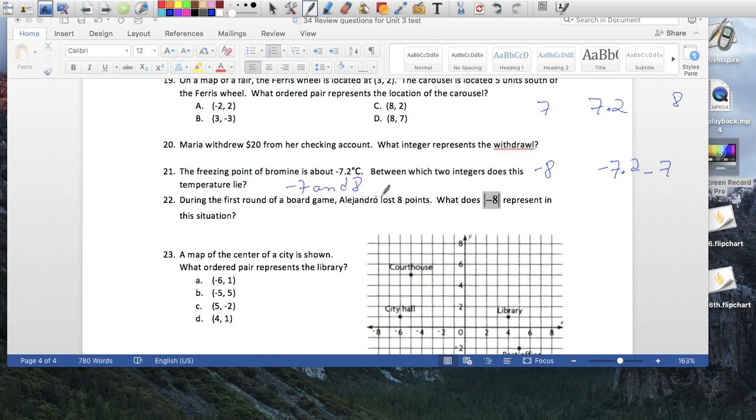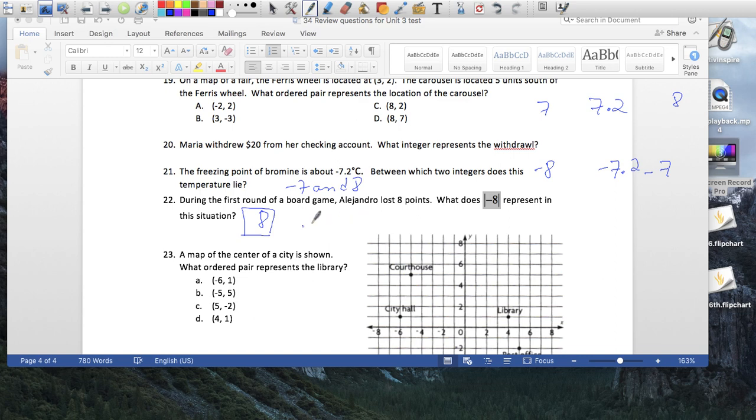During the first round of a board game, Alejandro lost 8 points. What does negative 8 represent in this situation? Absolute value of negative 8. Well, absolute value of negative 8 represents, oh, he lost 8 points. Wow, weird question. First of all, absolute value of negative 8 is 8, so let's get that out of the way. And what does that represent in this game situation? That he lost 8 points.